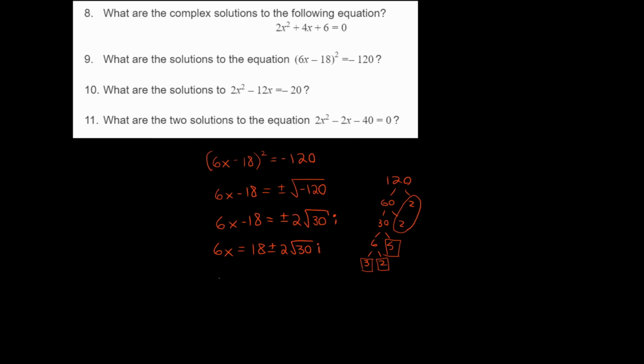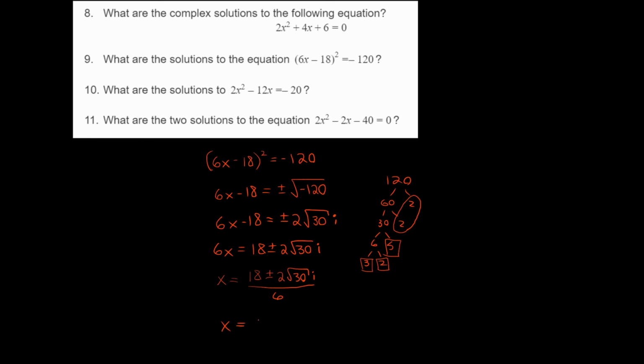And now we're going to divide both sides by 6, and we should be pretty close to our answer. 18 plus or minus 2 square roots of 30i all over 6. Now this seems like it would be the end of the line, but it's not, because all of these guys have a greatest common factor of 2, so this is actually a fraction that can be reduced.